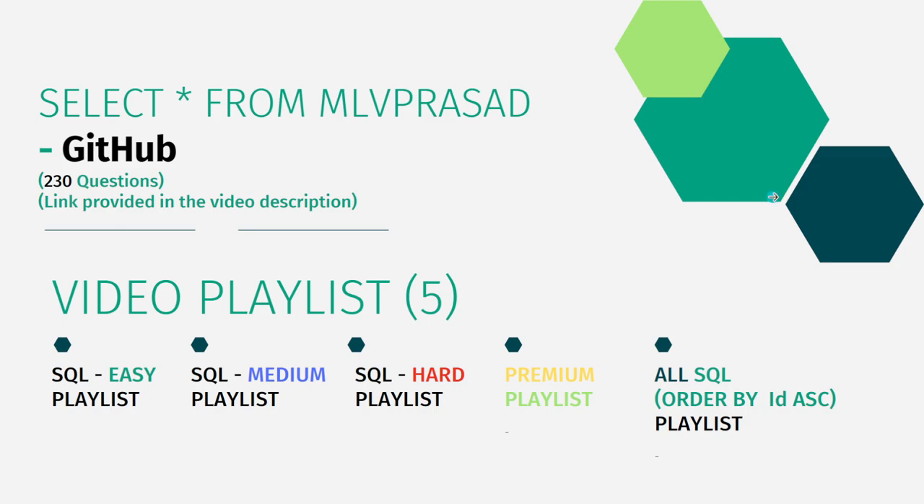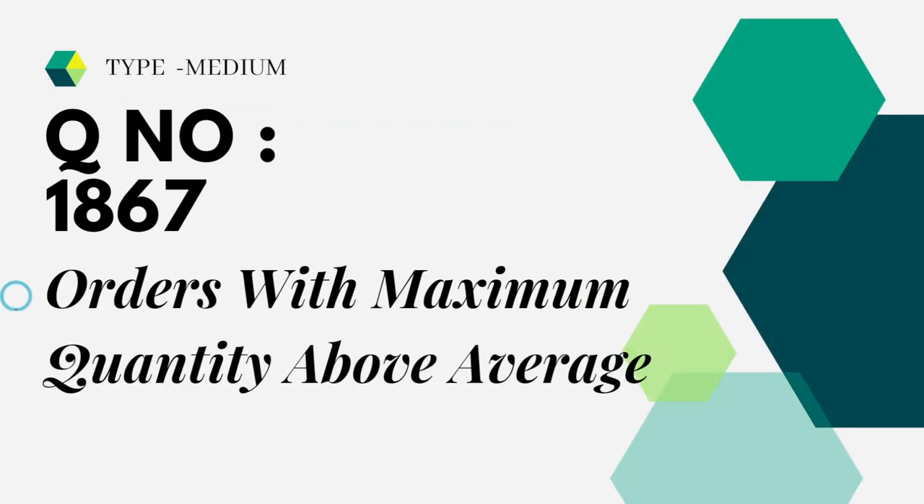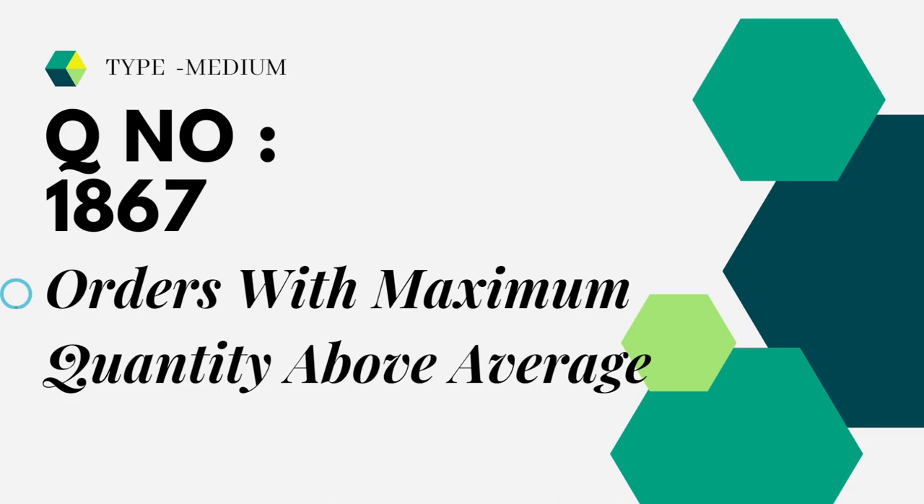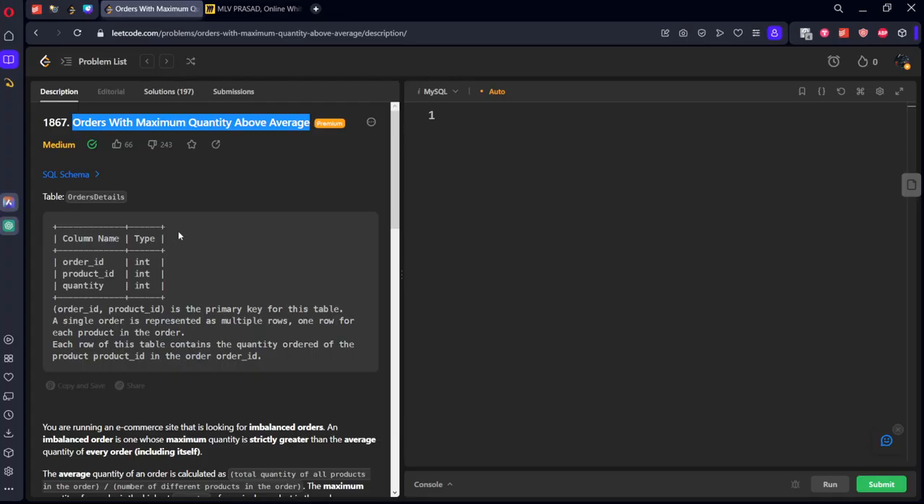Let's see the question which you are trying to solve today. Okay, question number 1867, medium: Orders with Maximum Quantity Above Average. Let's see the question in LeetCode.